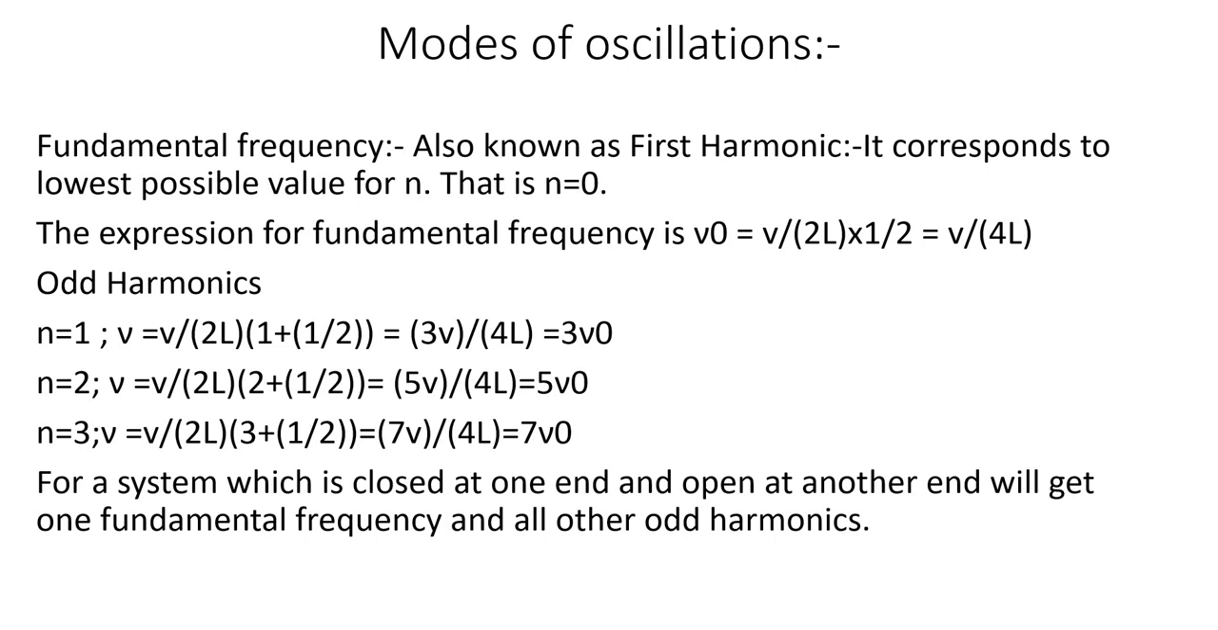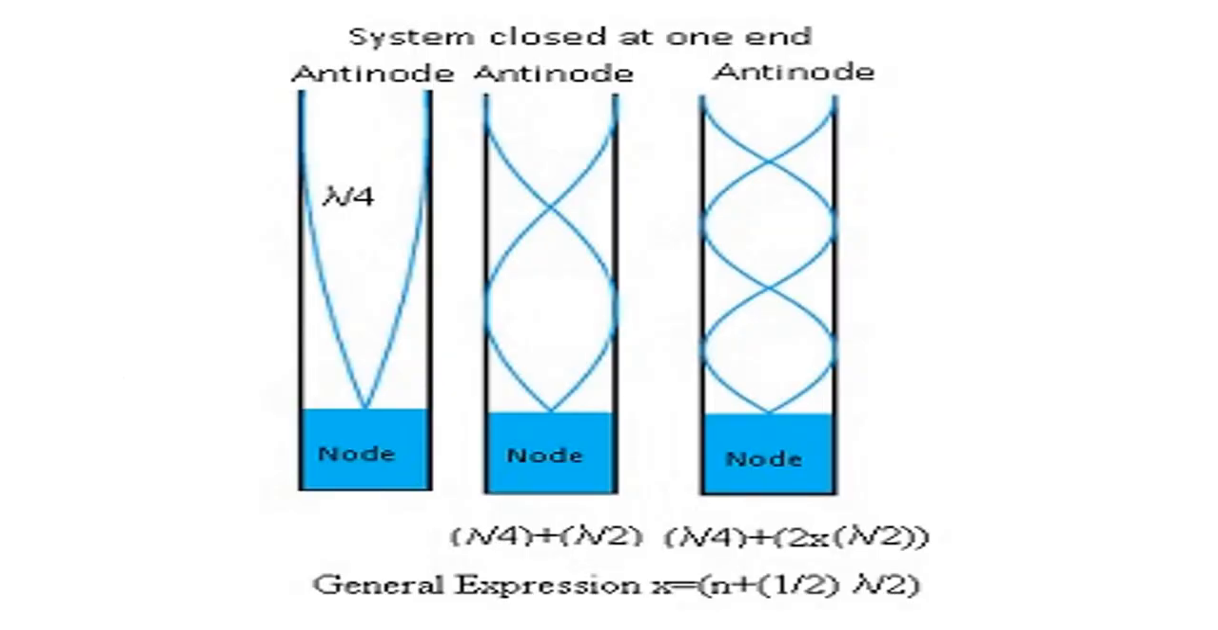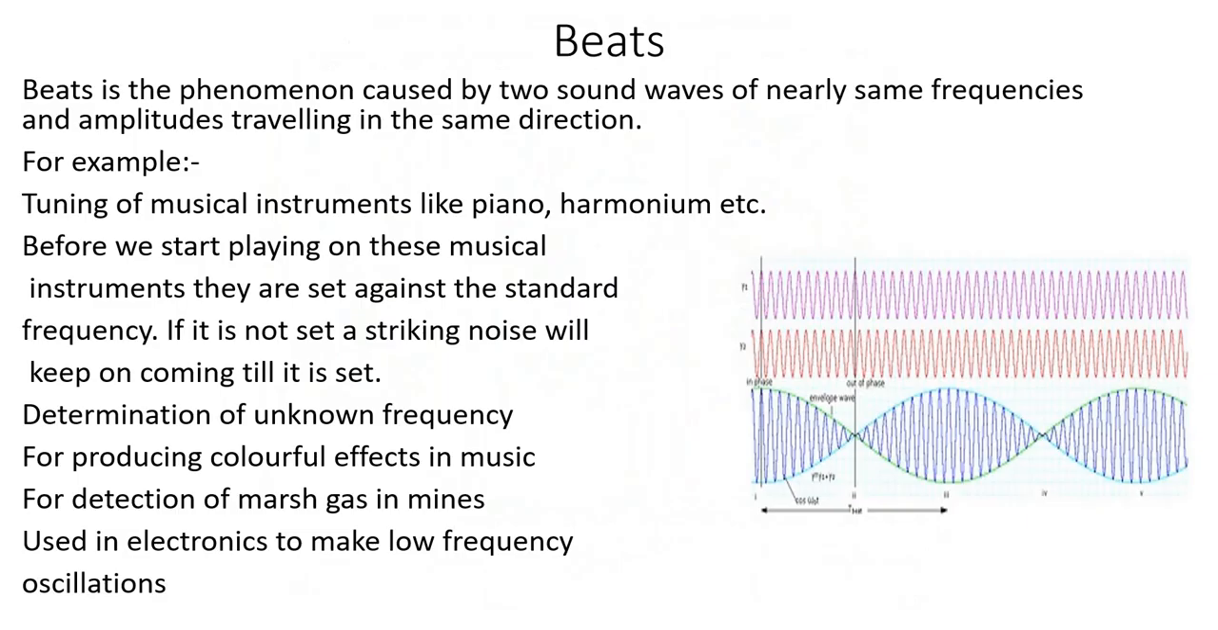So for a system which is closed at one end and open at the other end, only odd harmonics will be there. In the previous case all harmonics were present, but here only odd harmonics are present. This is one example, known as a resonance column. Here the bottom is a rigid boundary and the top is open. At the top, antinodes will always be there. So this is the graph. The first graph corresponds to the fundamental frequency, next to the second harmonic, next to the third harmonic, and so on. Only odd harmonics will be present.